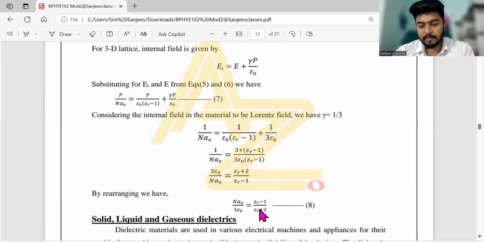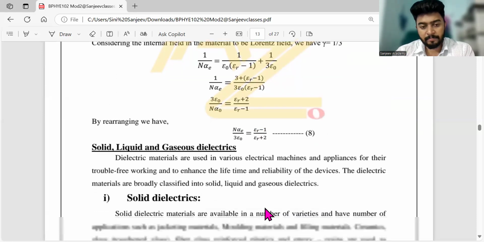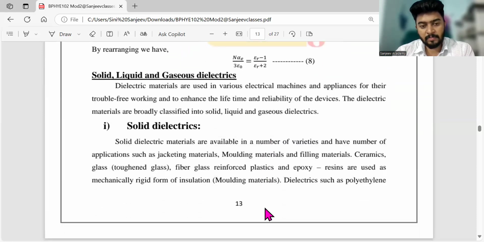N alpha by 3 epsilon naught is equal to epsilon r minus 1 by epsilon r plus 2. These are all subscripts, epsilon r. You can see here, epsilon r is in subscript, not superscript. So that is the Clausius-Mossotti relation.